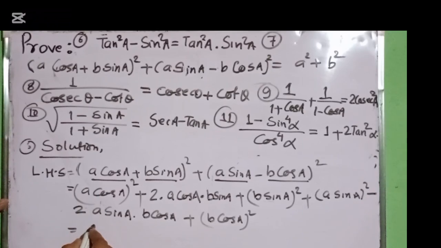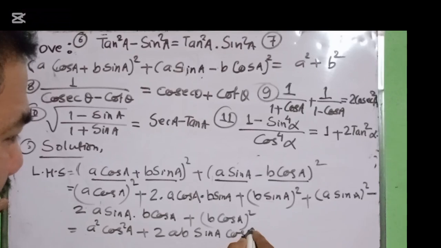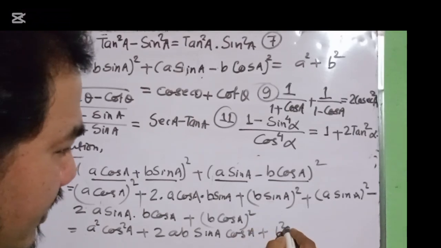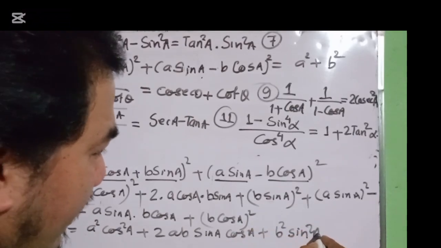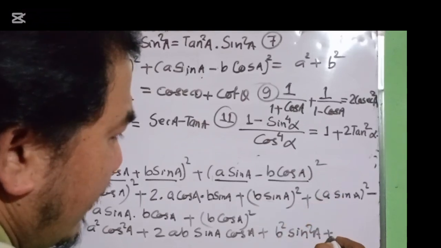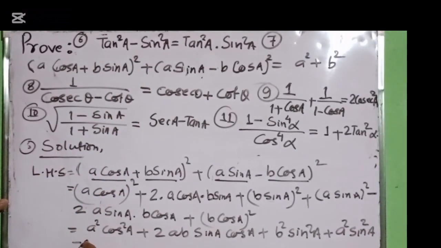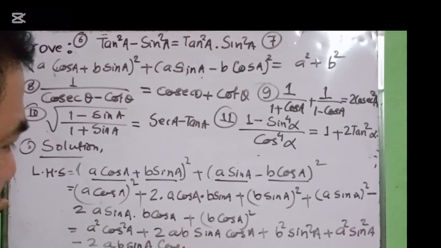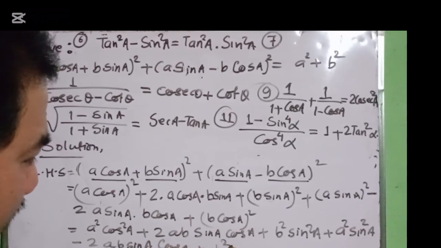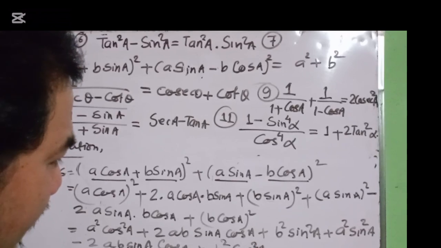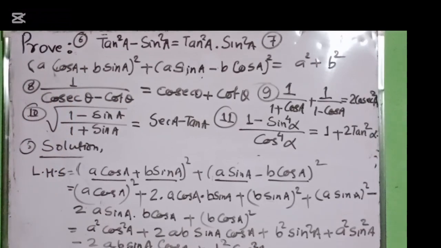What comes here? It will be a square cos square a plus 2ab sin a cos a plus b square sin square a. Here also open the bracket: a square sin square a, and minus 2ab sin a cos a, plus b square cos square a. Like this we have to write first.